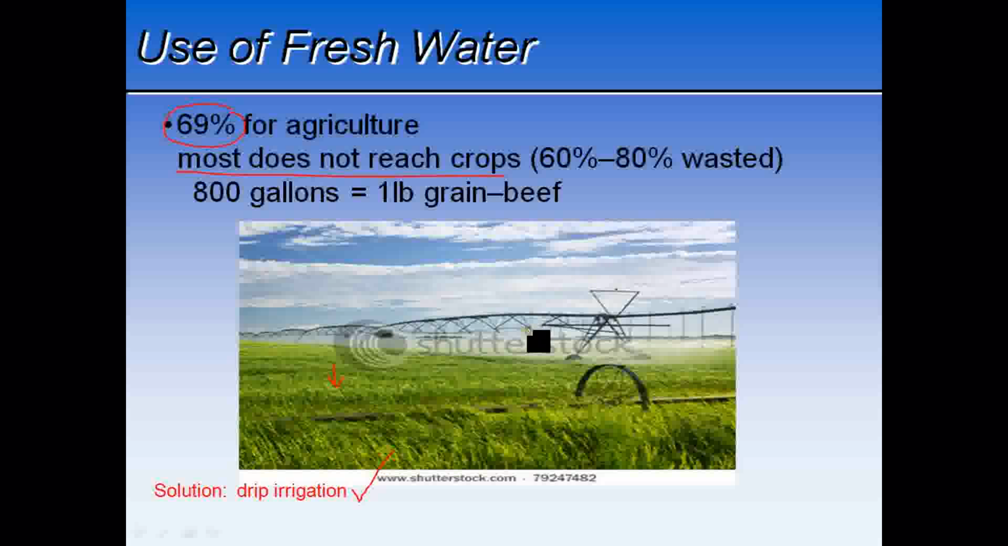Not just watering crops so that they will grow during the growing season. But take a look at this statistic. It takes 800 gallons of water over the course of the life of the cow to grow, or for you to be able to go buy 1 pound of grain-fed beef. 1 pound. That's an awful lot of water taken up in order for you to have a steak or a quarter pounder with cheese or tacos.